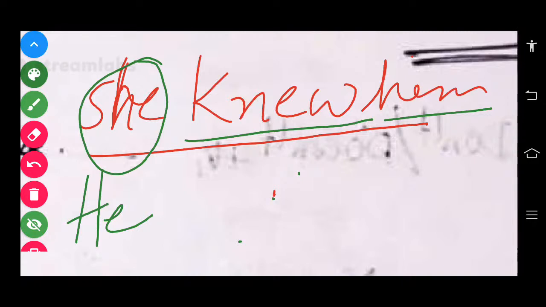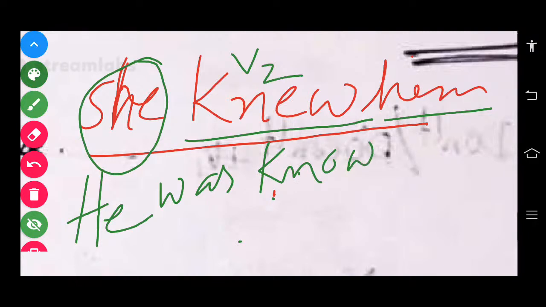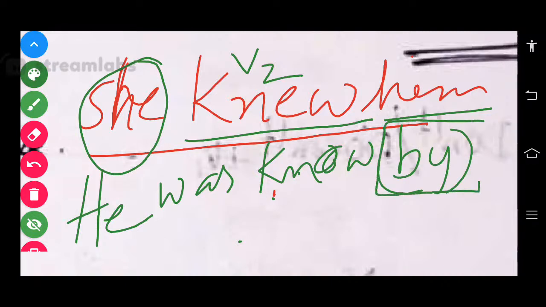So here knew is the second form. As it is the second form, we have to use either was or were plus the third form. So knew has to be used as "was known". At the end of this video, I would like to show you all the key concepts of this topic. He was known. We generally use "by", but here we should not use "by".